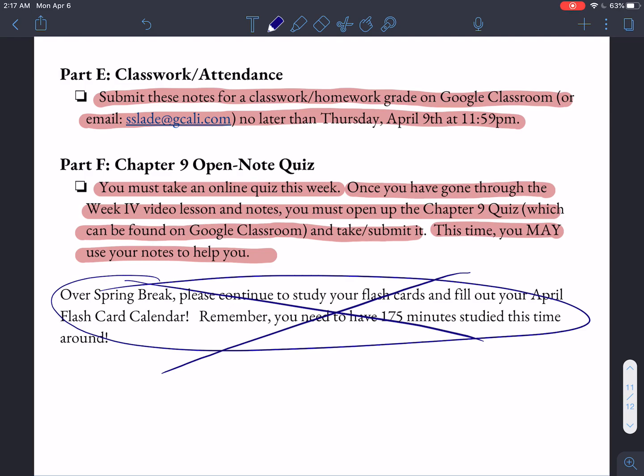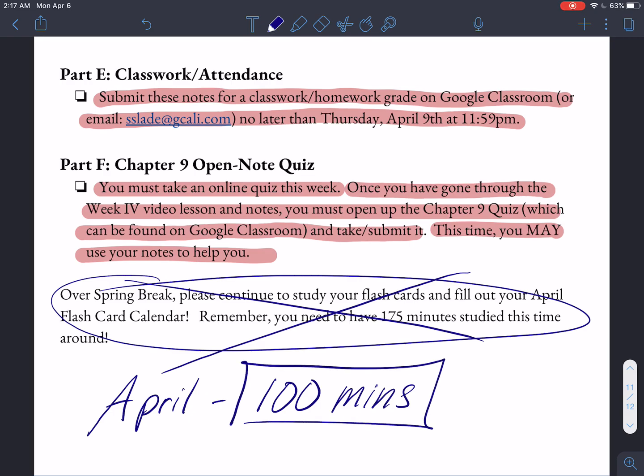I'm also going to make a little change here. So your April flashcard journal, okay, it's back down to 100 minutes minimum. Okay, so none of that 175. Forget that. Okay, even if it does say it on the flashcard paper, this overrides that. Okay, I'm looking for just 100 minutes. Okay, so you definitely have plenty of time to finish that after spring break.